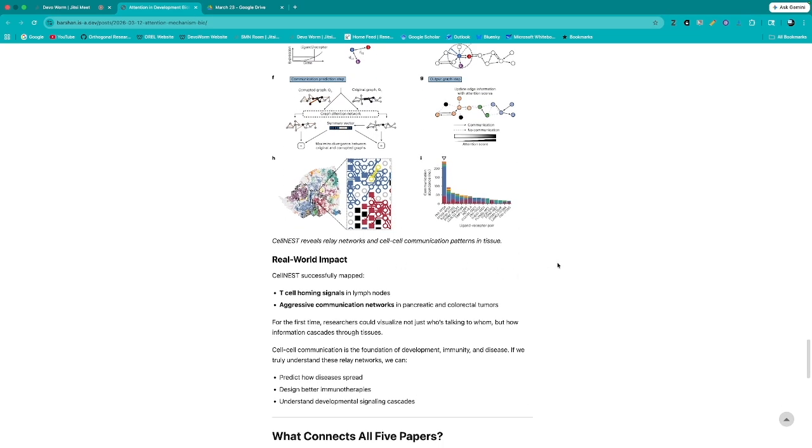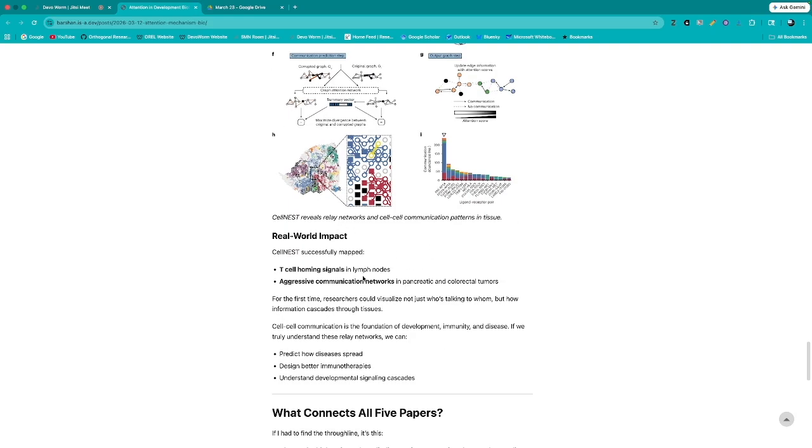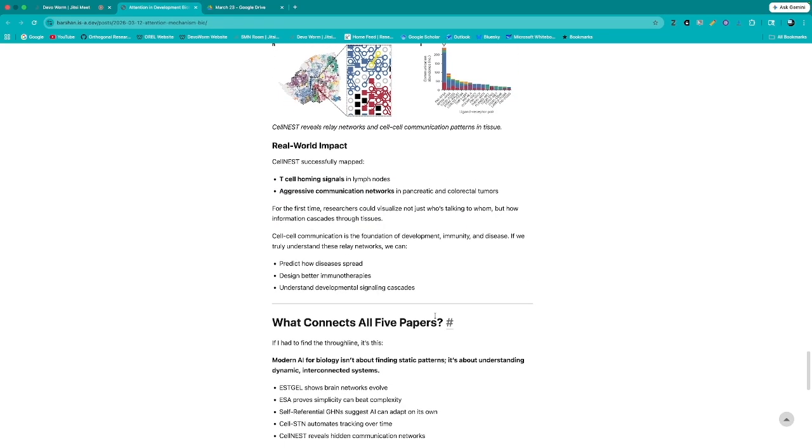So this just goes over CellNest, this figure, and then the real world impact of CellNest is that you can look at things like T cell homing signals in lymph nodes and aggressive communication networks in tumors, where cells are signaling each other quite a bit. And that's really the basis for metastasis. And then, of course, with T cells, you need different signals that coordinate their migration and tell them where to go. And so this is interesting because we can model not just directional signaling, but information cascades across tissues.